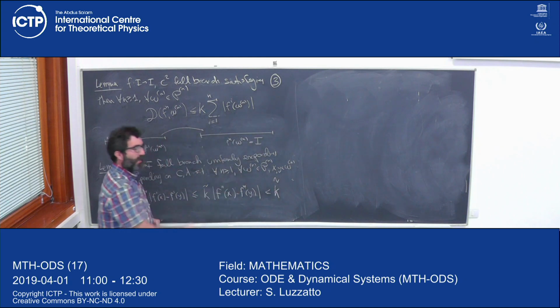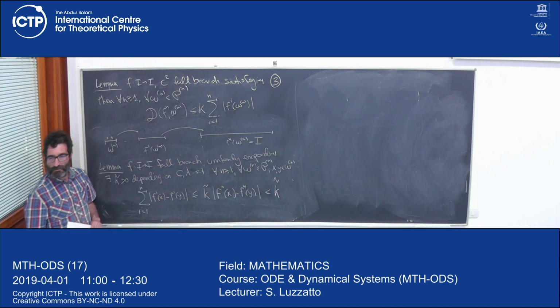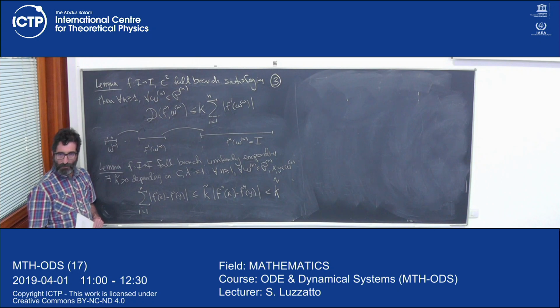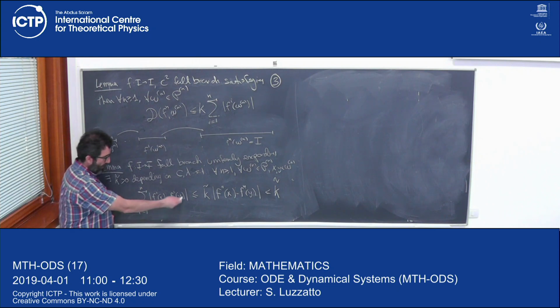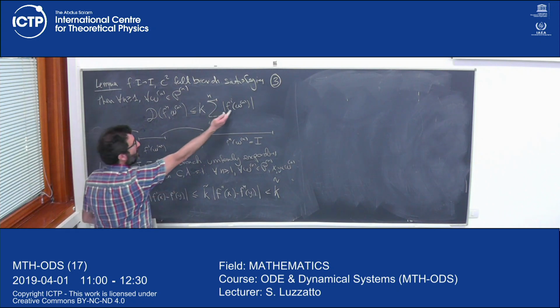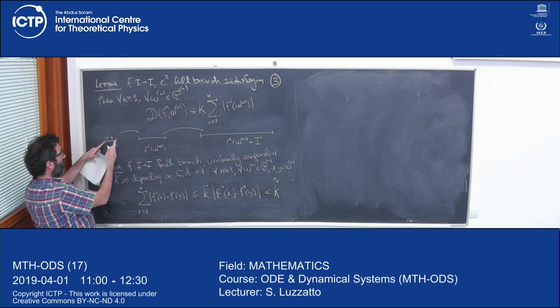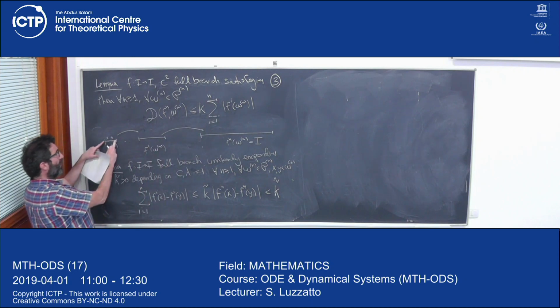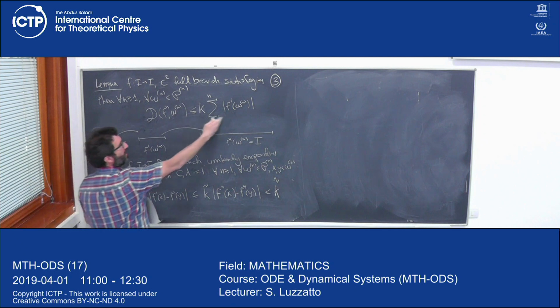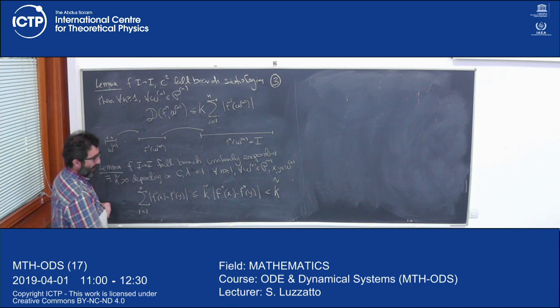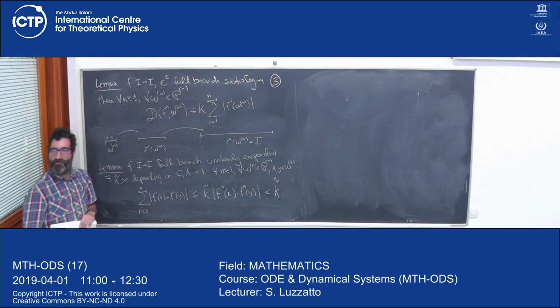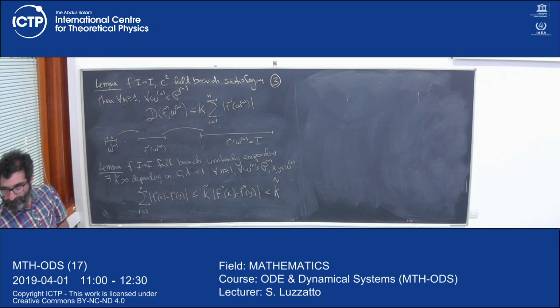Because if you're in a unit interval, then this is less than or equal to 1. So this sum here, for any 2 points, if you take x and y to be the endpoints, is less than or equal to k tilde. A uniform bound independent of n.